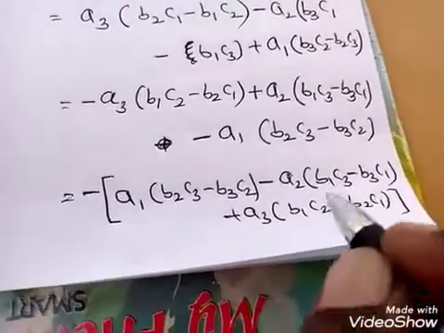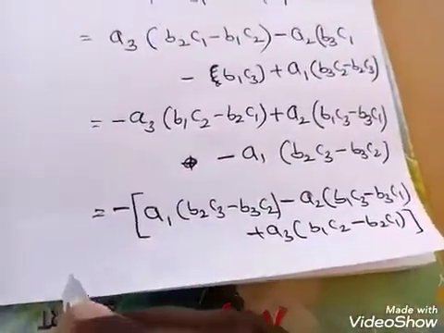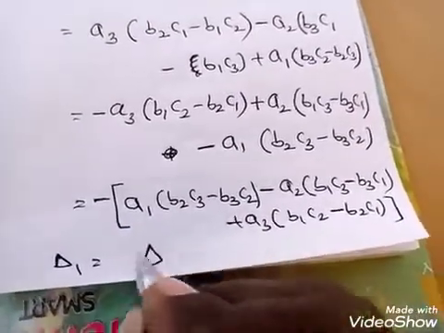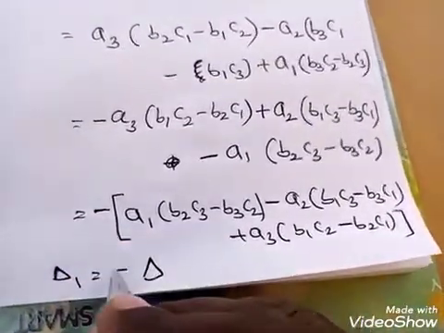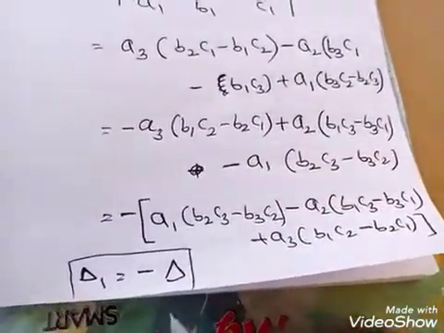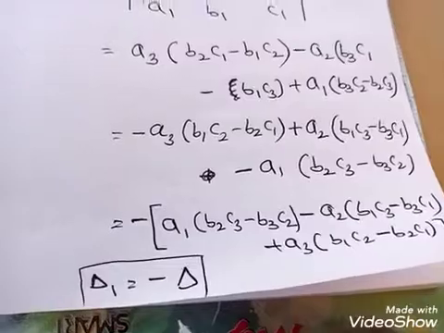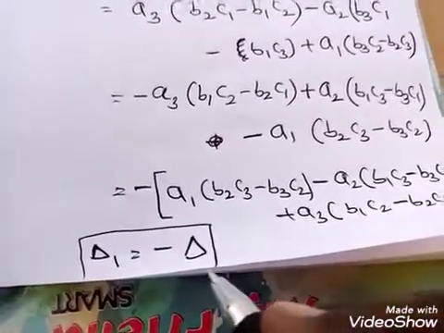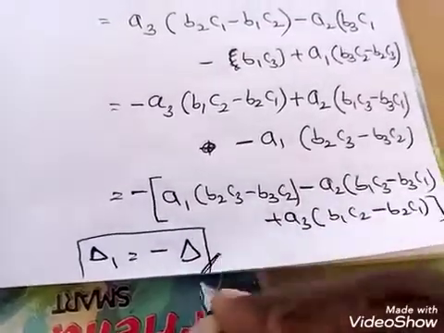Now observe, what is that? This is as it is delta, or not. Therefore delta 1 is equal to, here this is delta, but what is the sign here? Minus delta. That means what is the property? If you interchange any two rows or columns, the sign of the determinant changes. Here it changed or not. Okay, we will go further with a numerical example.